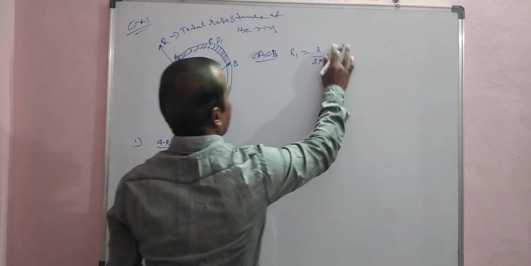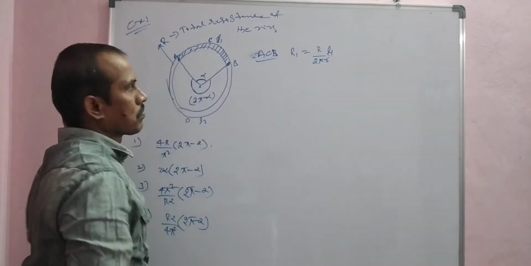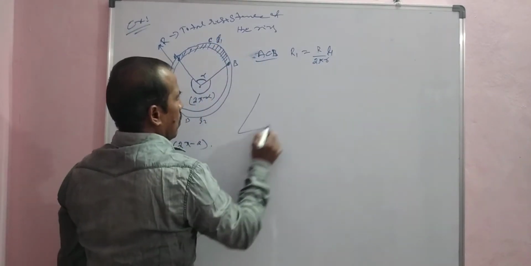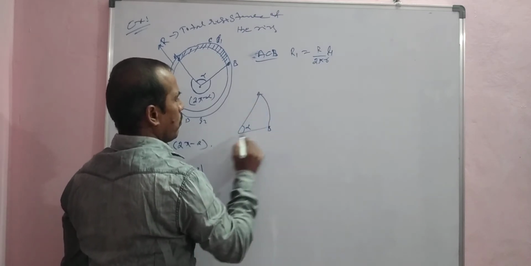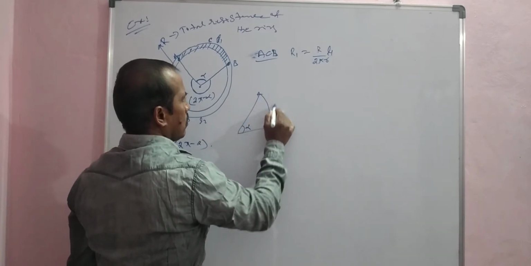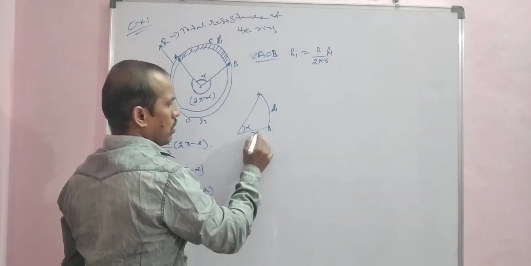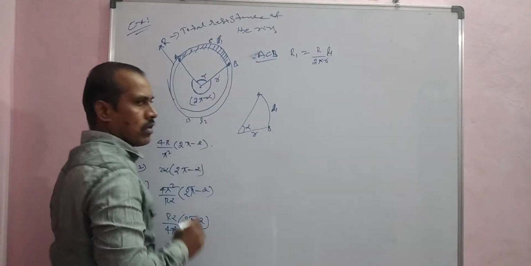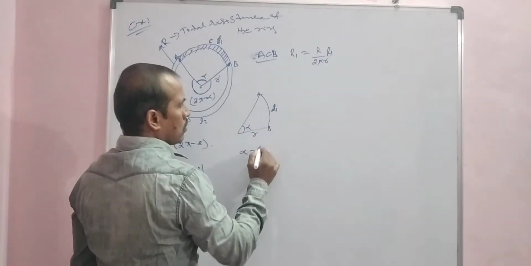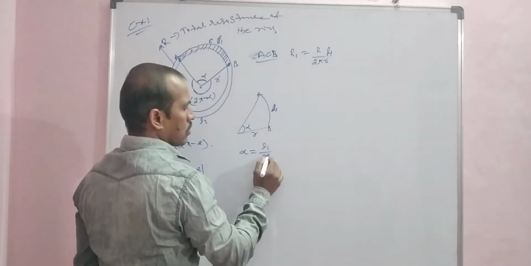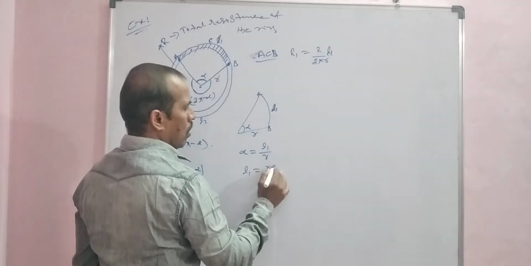Then R1 is equal to total resistance by circumference of the circle ring into the dL portion. dL here is nothing but L1. Here this is alpha, this arc AB. The radius of the circle here is R. Angle alpha is equal to arc, that is L by radius R.